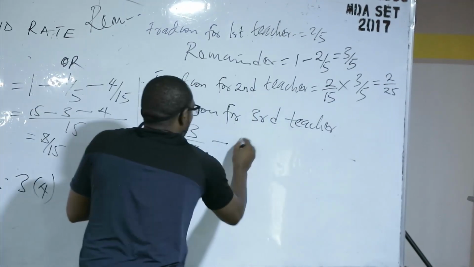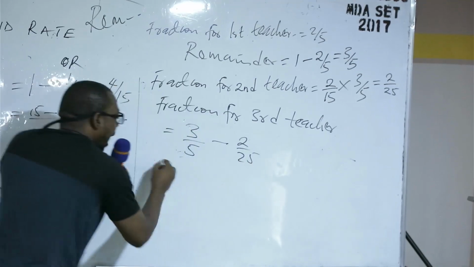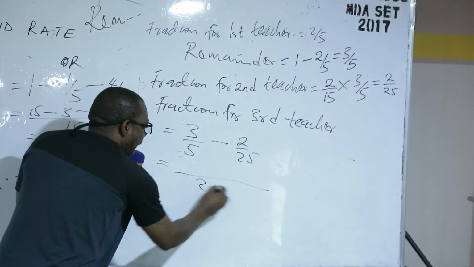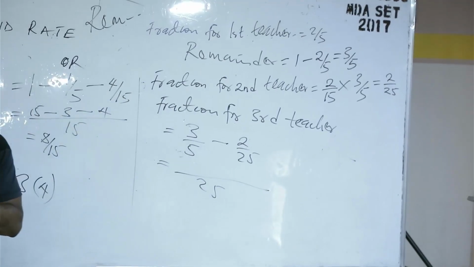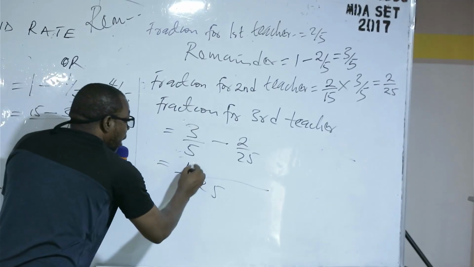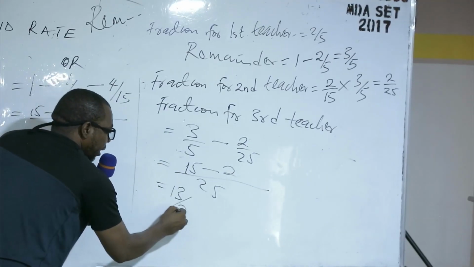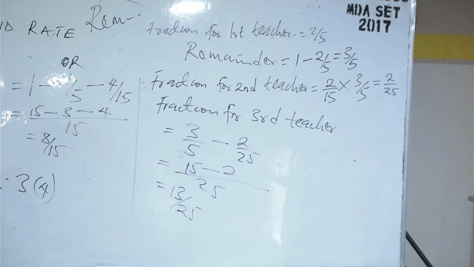Minus what? The last time you checked, what was my LCM? Which is 25. 5 into 25. 5 times 3 is what? Minus what? And which is what? There will be no need for us to go here again.